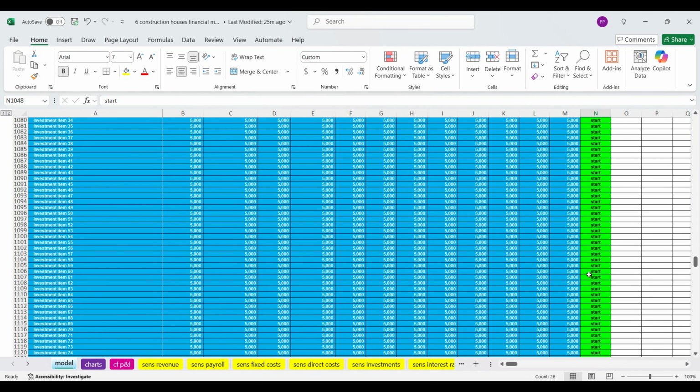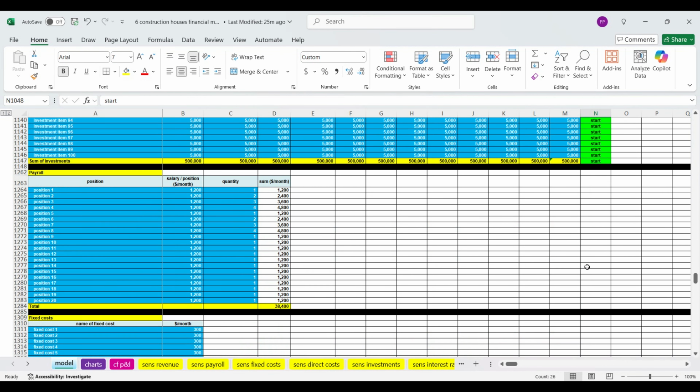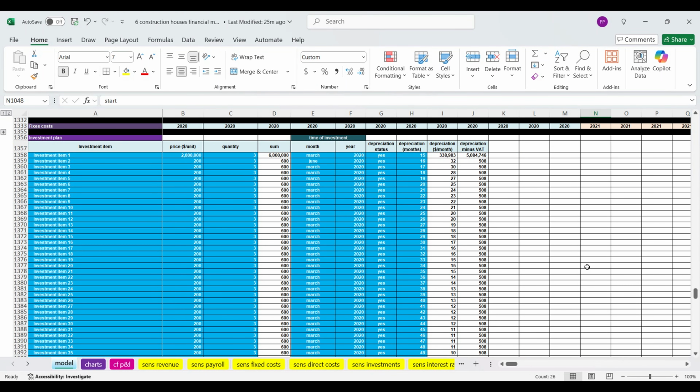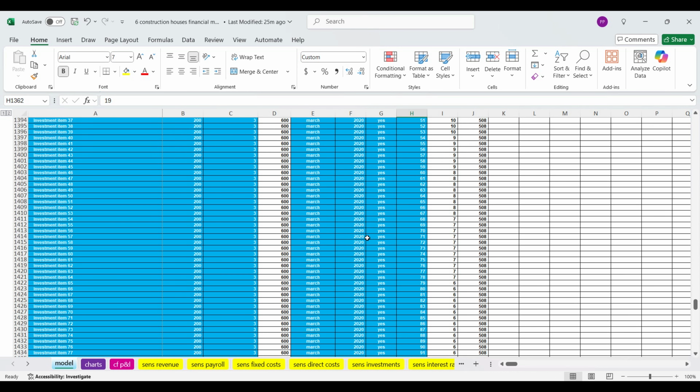This is the first type of investment plan that is linked to the moment when we start building the first house. And if we don't have any investment stage expenses that are linked to that moment, we can specify them here, so we can specify what we are investing in, how much, when we are investing, whether we have any depreciation status, and what the depreciation period is.